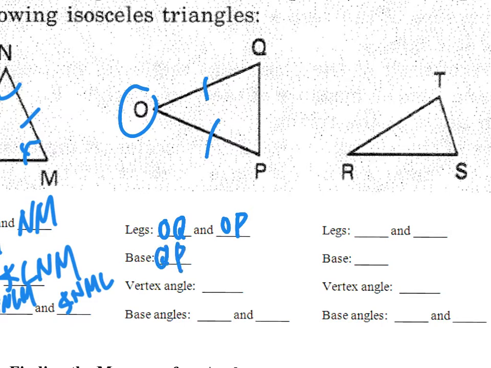My vertex angle is where my legs are touching. My two congruent sides are going to be forming this angle, so that's going to be angle QOP. And then my base angles are going to be those two angles that are hanging out at the very end of my legs. They're not touching each other. So that's going to be angle OPQ and angle OQP.